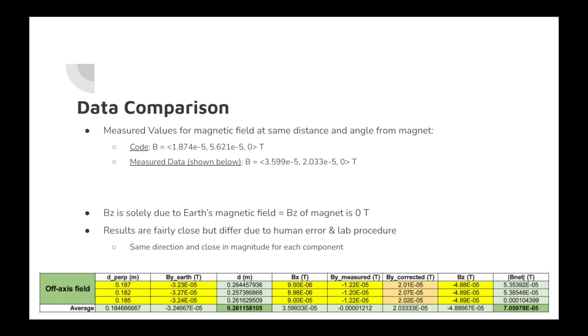Now onto the data comparison. The measured values for the magnetic field and the code give similar magnitudes for the components. The tables show that there is a BZ component, but that is only due to the Earth's magnetic field, as the magnet and the magnetometer were on the same plane. So the BZ value is 0 Tesla. The results are fairly close, but differ due to human error and lab procedure. It's good that they're in the same direction and are close in magnitude for each component, as this ultimately means that the data is accurate and correct.